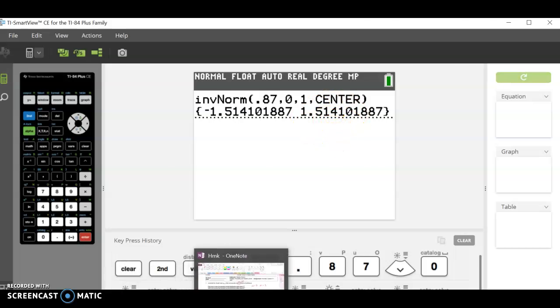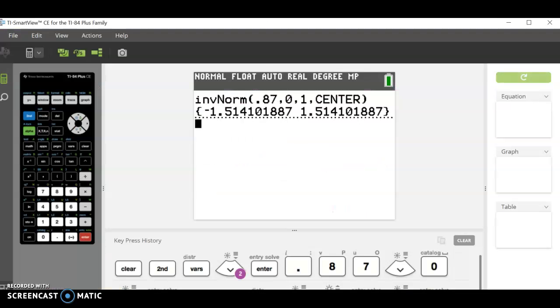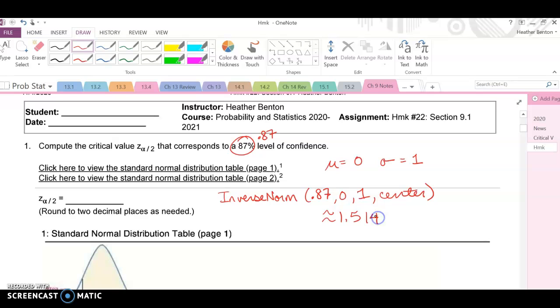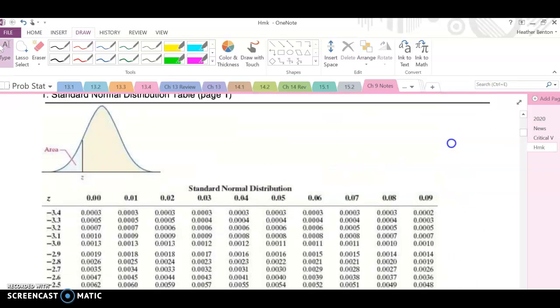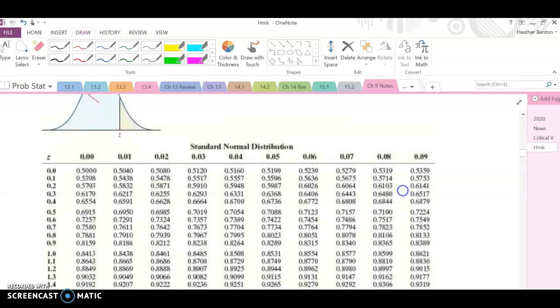So 1.514, so this was 0.8701, and center, and our answer came out to be 1.514. So to 2 decimal places, 1.51. We didn't do it using the table, but you can do it using a table.